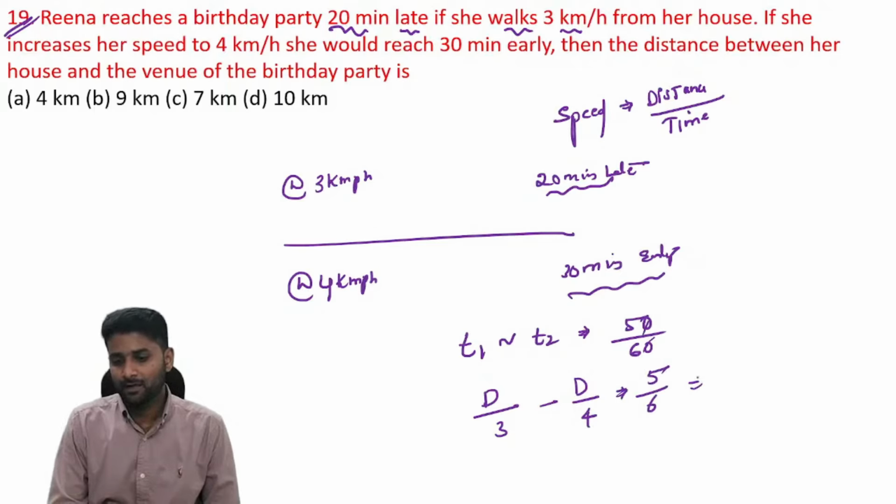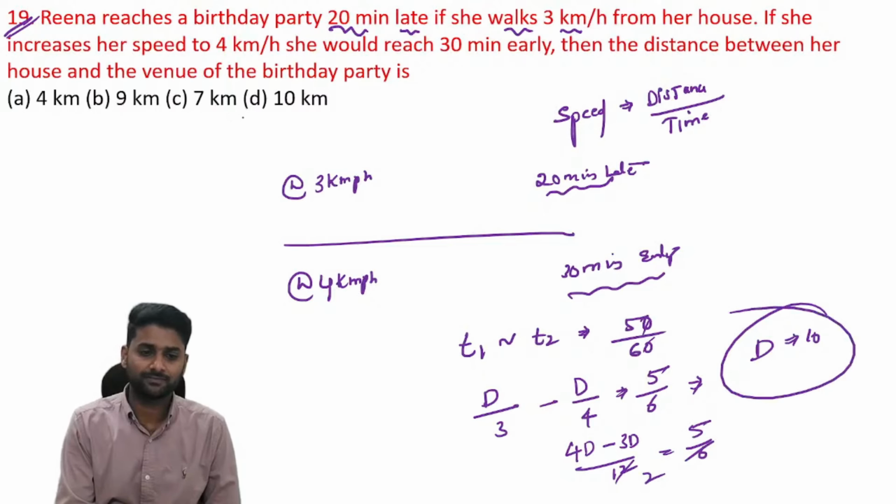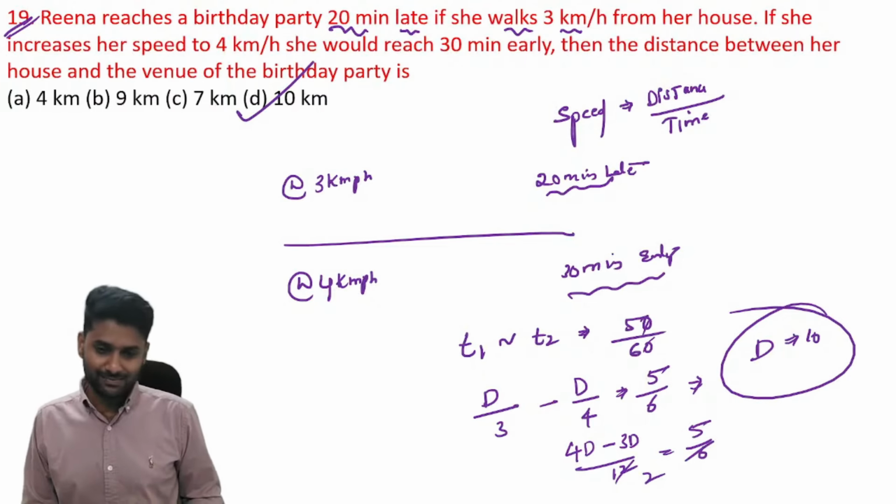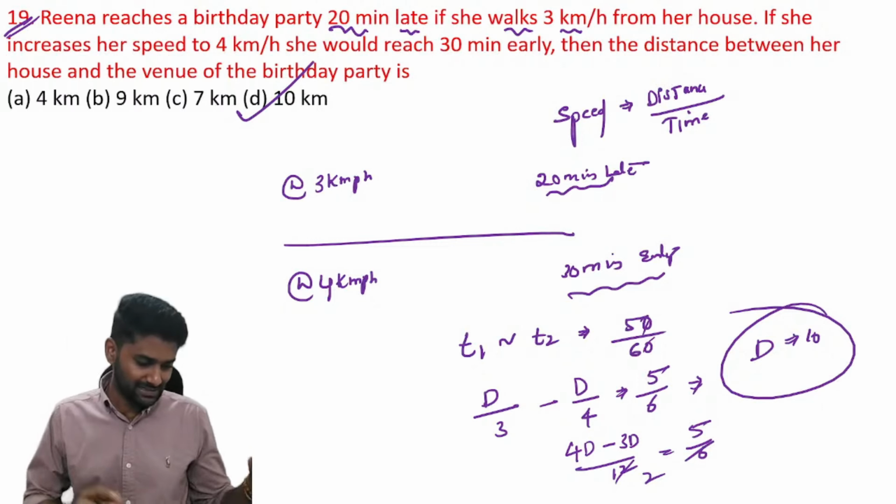Just cancel. Now further simplification: 4D minus 3D divided by 12. 12 is the LCM, right? That's why I'm going with this calculation. This is exactly 2 times. Then D is 10. So the difference of time, time is all about distance by speed. It's a simple one. Understand the question.